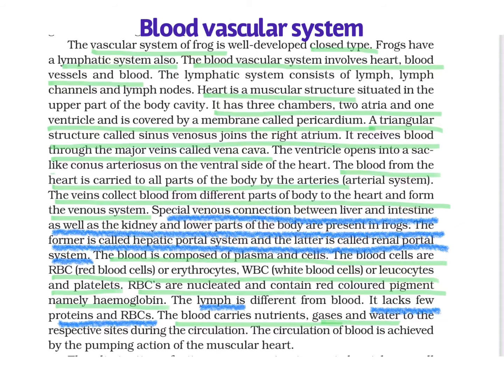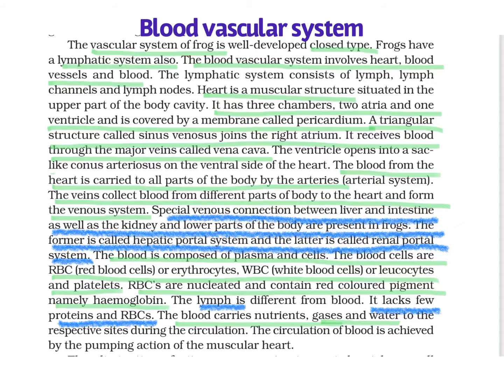Here a special feature is there. The RBCs are nucleated, that means a nucleus is found in the RBC of frog, and it is lacking in human. This is the comparative point. And the red colored pigment which is found is hemoglobin.